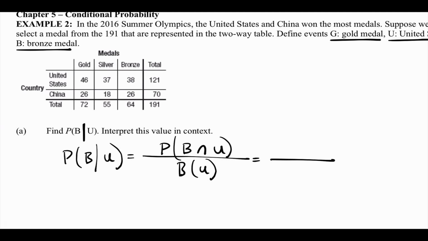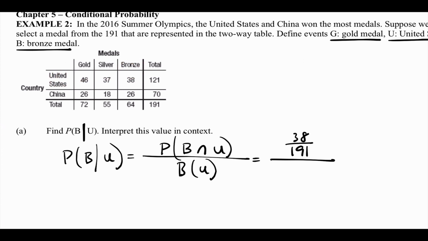Let's see, bronze is right here, United States is right here, so they meet right here, 38, right? 38 out of 121? Not 121, sorry. There you go, 38 out of 191. Don't change it to a decimal, leave it as a fraction. Don't round until the end, okay?